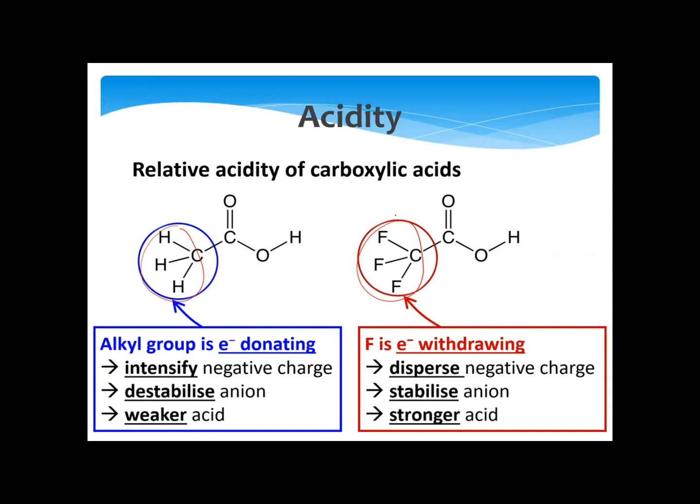So we always ask ourselves three questions. Negative charge, is it intensified or is it dispersed? Anion, is it destabilized or stabilized? Lastly, as we conclude, is the acid going to be stronger or weaker? So these three points are always the main points that you should have in your answers when comparing relative acidity of carboxylic acids.